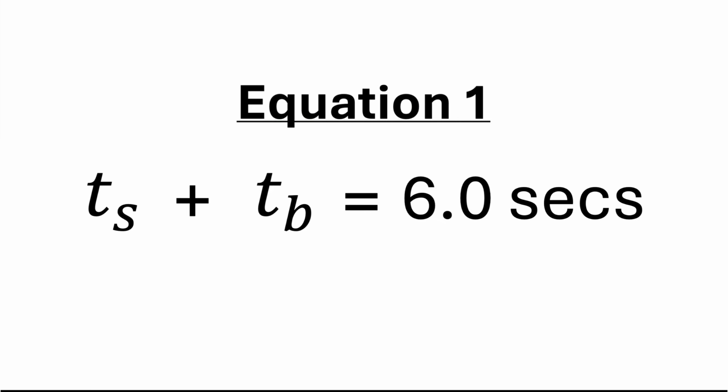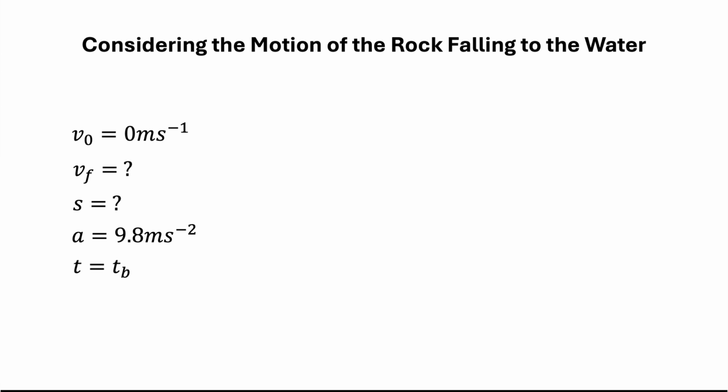When considering the motion of the rock falling to the water, we know that the initial velocity was 0 meters per second as the rock was dropped from rest. The final velocity before the stone hits the water is unknown. The total distance is also unknown. The acceleration is that due to gravity, so it's 9.8 meters per second squared. And the time taken for the rock to hit the ground is TB.